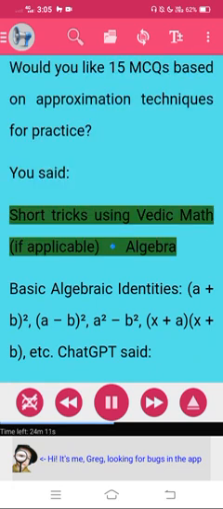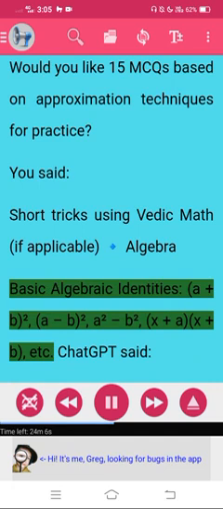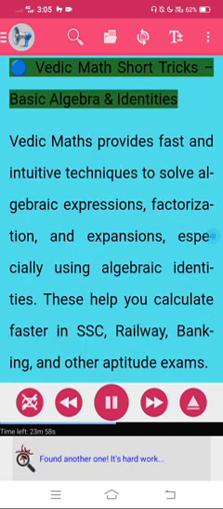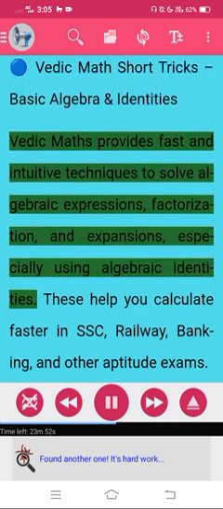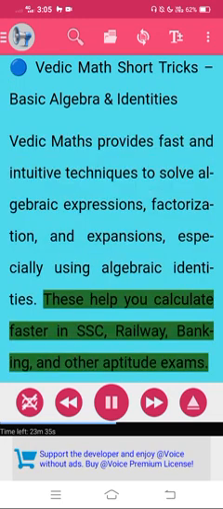You said: short tricks using Vedic math, if applicable. Basic algebra: basic algebraic identities, (a plus b) squared, a squared minus b squared, (x plus a)(x plus b), etc. ChatGPT said: Vedic math short tricks. Basic algebra and identities. Vedic math provides fast and intuitive techniques to solve algebraic expressions, factorization, and expansions, especially using algebraic identities. These help you calculate faster in SSC, railway, banking, and other aptitude exams.